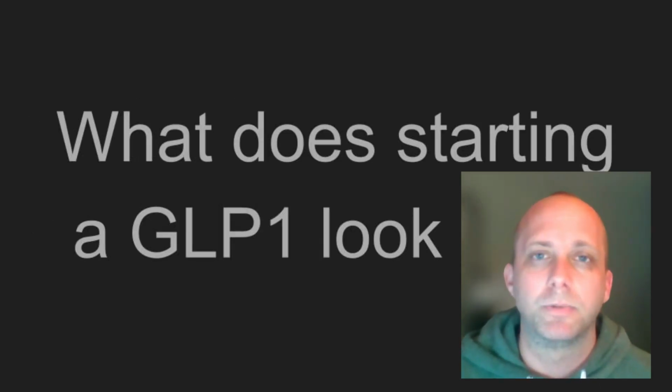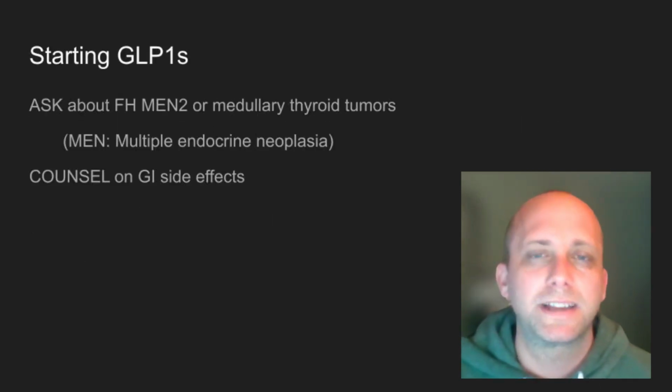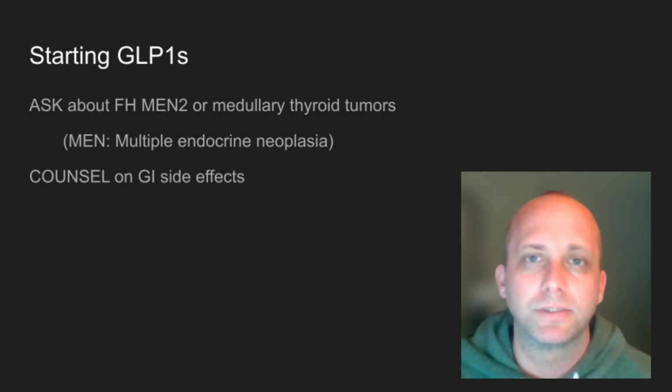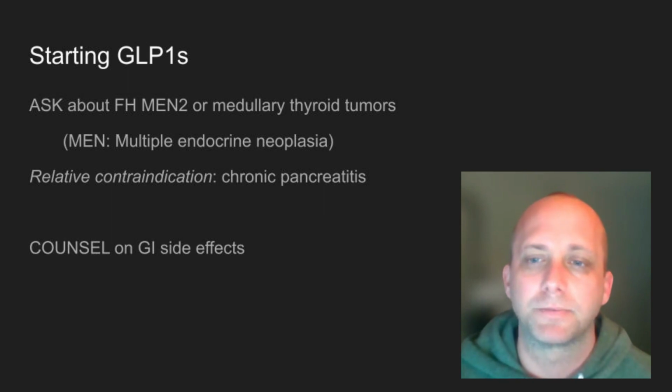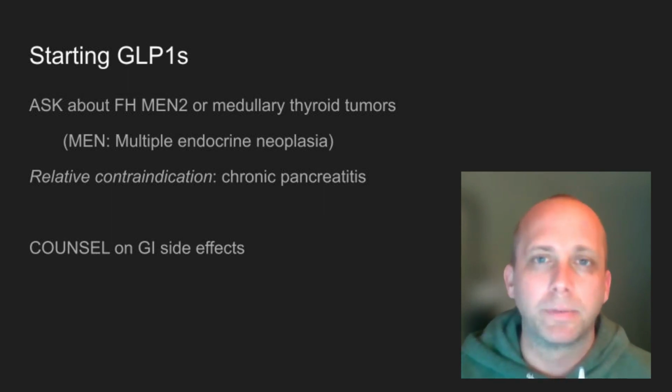So what does starting a GLP-1 look like? We always want to ask about a family history of medullary thyroid cancer or MEN2. These are absolute contraindications for prescribing GLP-1 receptor agonists. Counsel your patient about GI side effects. Nausea, vomiting, cramping, abdominal pain are very common.